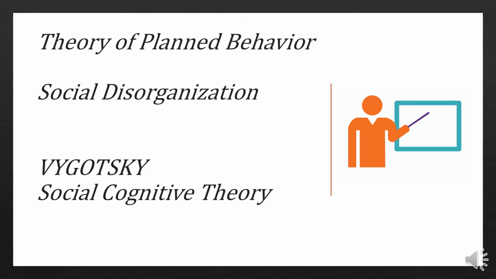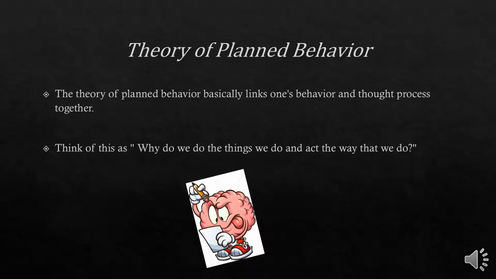The three theories that I chose are theory of planned behavior, social disorganization, and Vygotsky's social cognitive theory. We're going to jump on into the theory of planned behavior. I tried to make this presentation as simple and informative as I could.